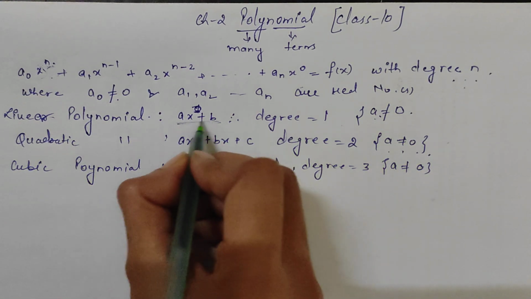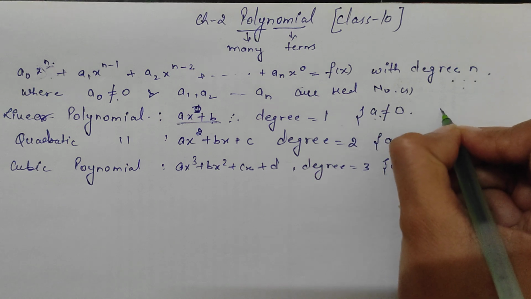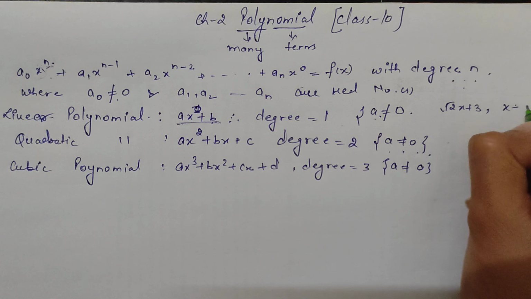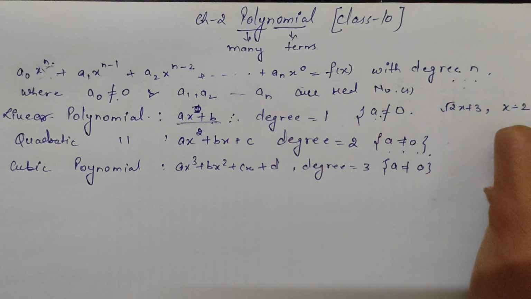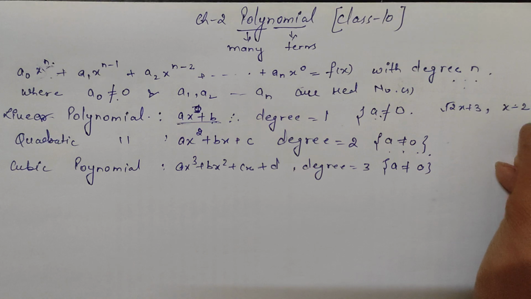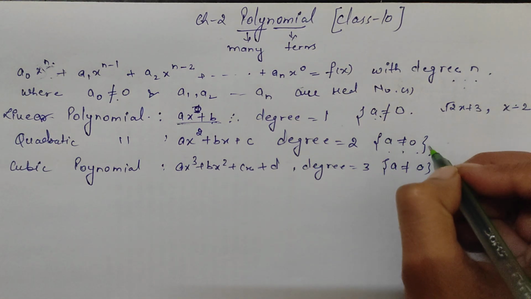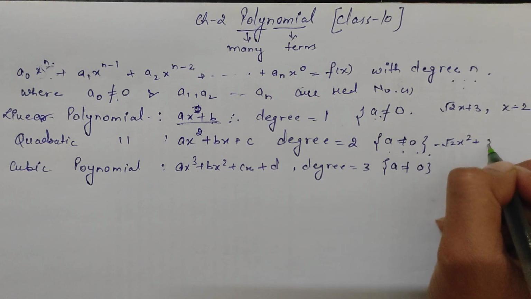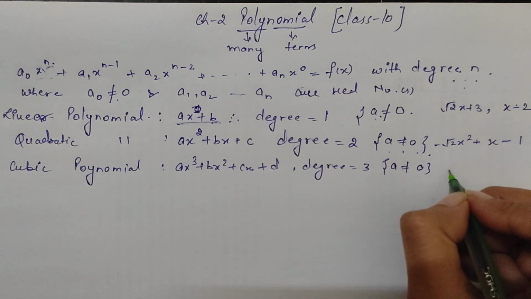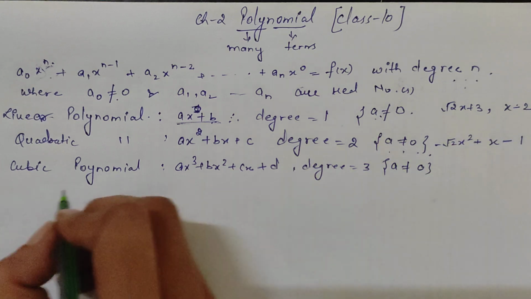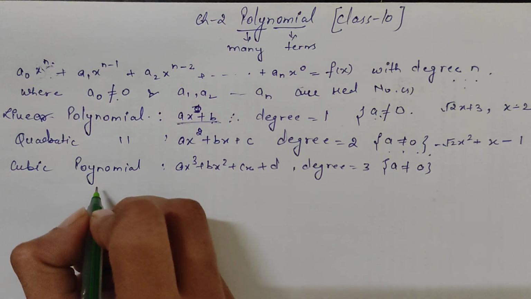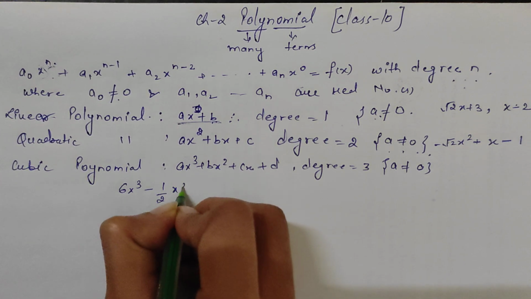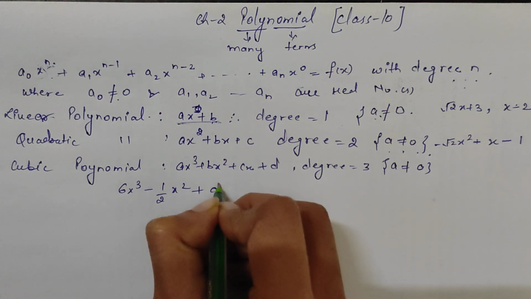Let us give some examples based on this. Root 2 x plus 3, or x minus 2, or 1 by 2 x minus 6. These are some examples. Here we have minus root 2 x cube plus x minus 1, and similarly we can write for cubic also, that is 6x cube minus 1 by 2 x square plus 6.